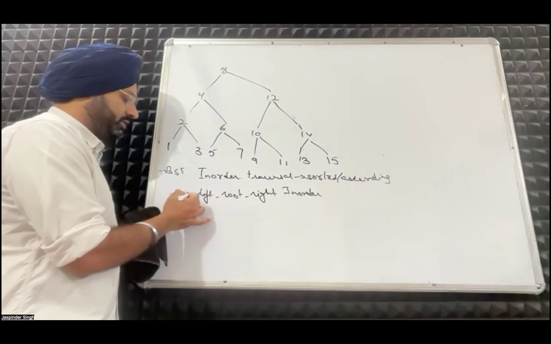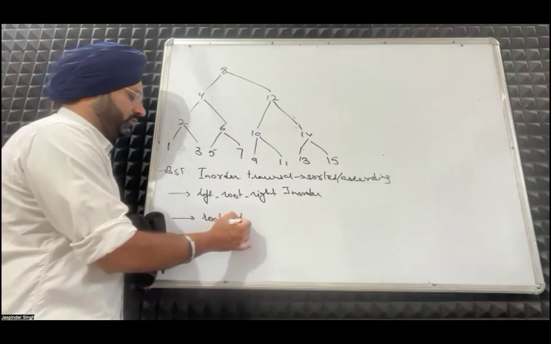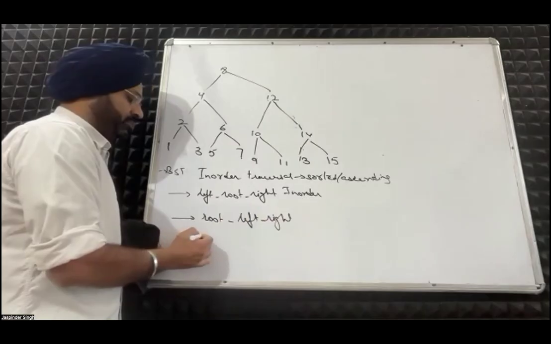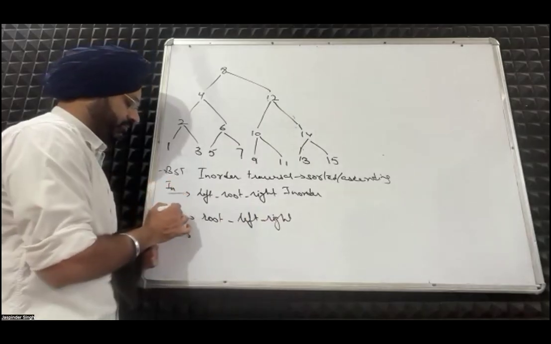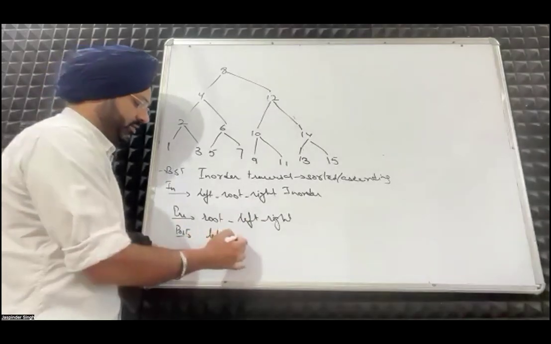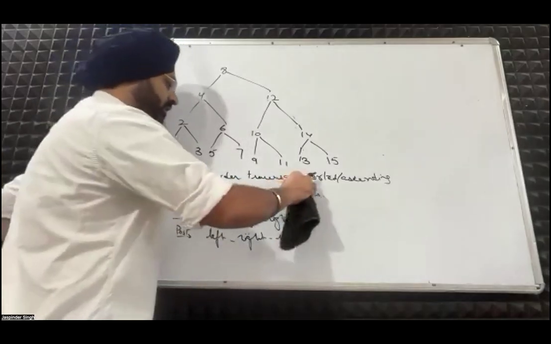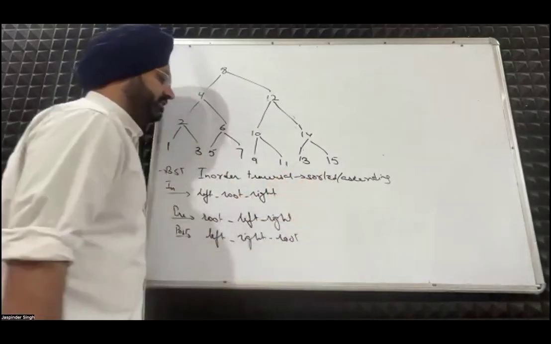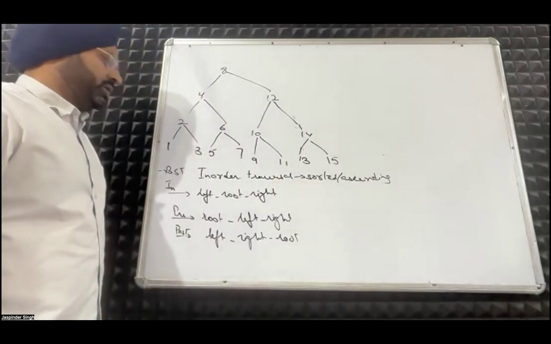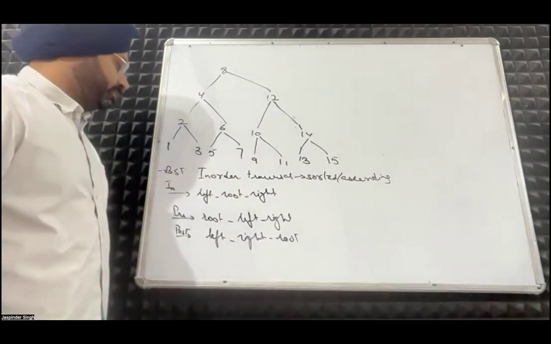What happens in preorder traversal? Root comes first, then left, right. Root, left, right. Any other? Postorder traversal: left, right, and root. It's the position of the root that determines whether a traversal is in-order, pre-order, or post-order. The BST's in-order traversal is always going to be sorted, or in ascending order.